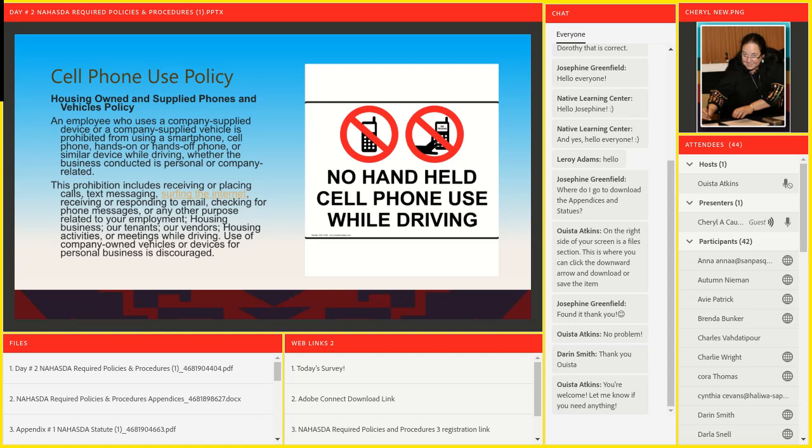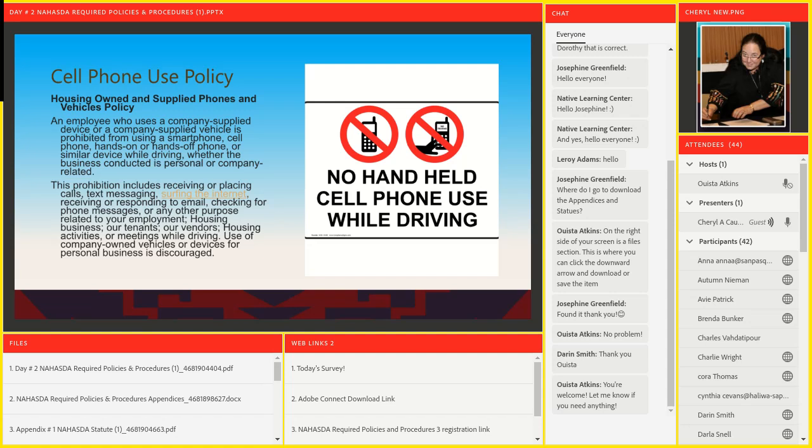If you're providing too much internet, they shouldn't be home streaming movies or anything like that. You might have it on use and consumption, what it's to be used for. This is a very simple one: no handheld cell phone use while driving.